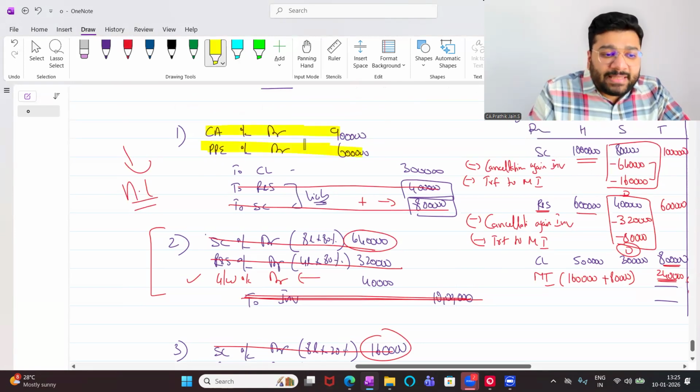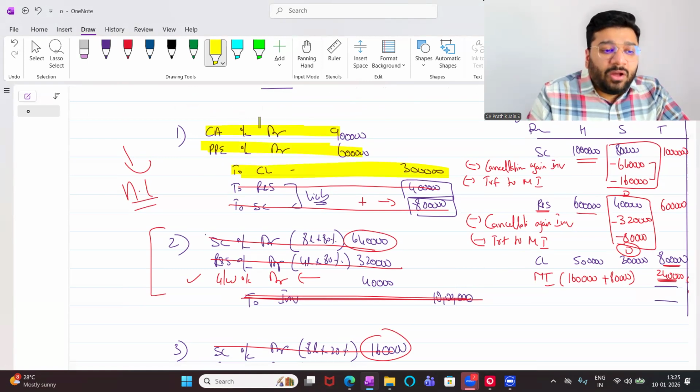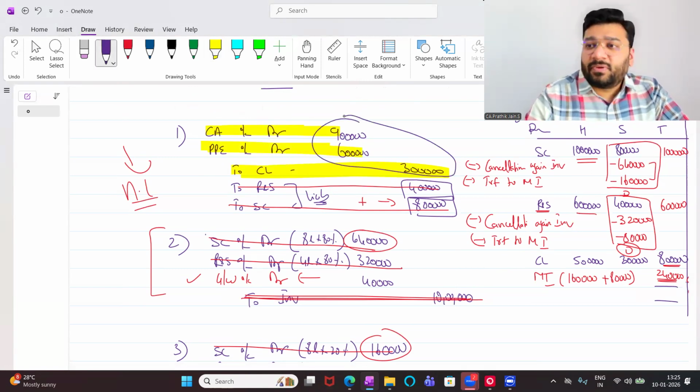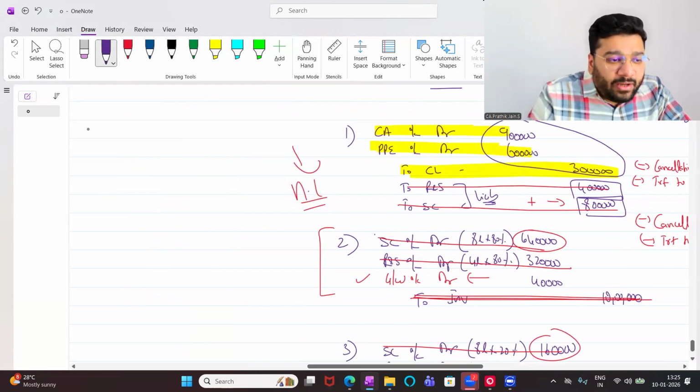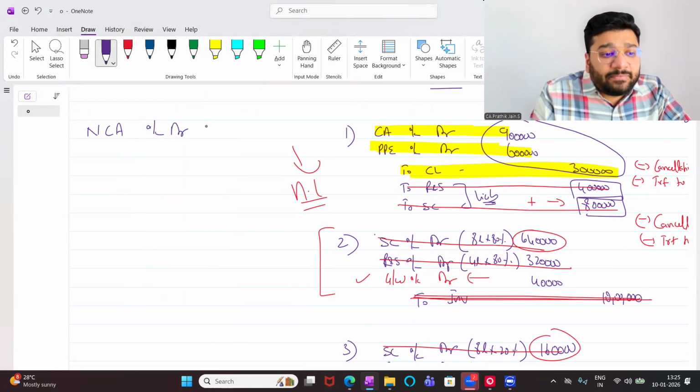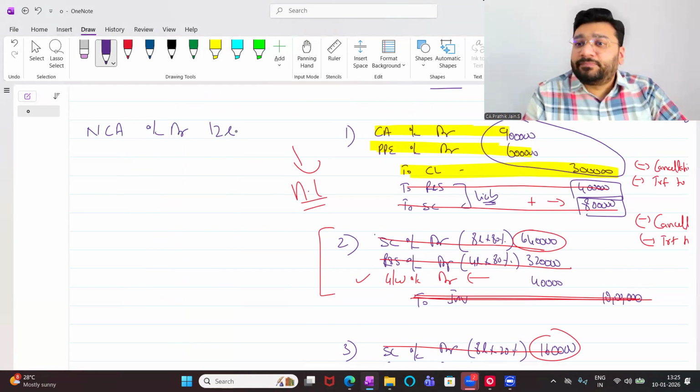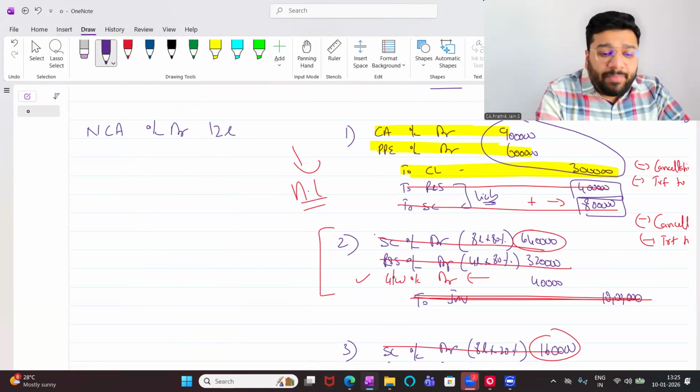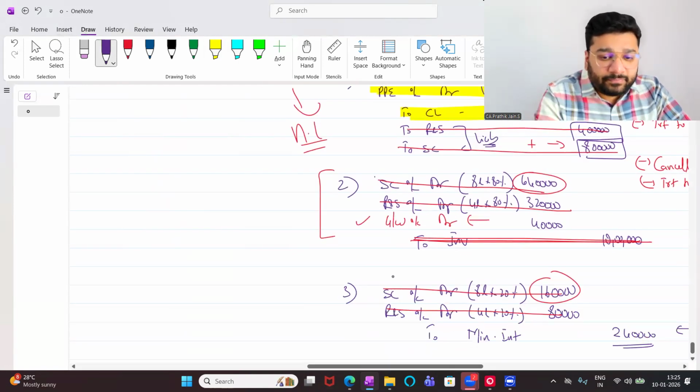If I ultimately combine, what am I left with? Current asset plus PPE minus current liability. All these 3 put together. Can I call this net current asset? 9 plus 6 minus 3 is how much? 12 lakh. So if I put here net current asset account debit, how much is it? 12 lakh. Do you have any problem? How much have you paid to acquire it?